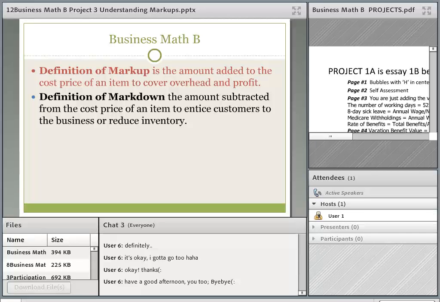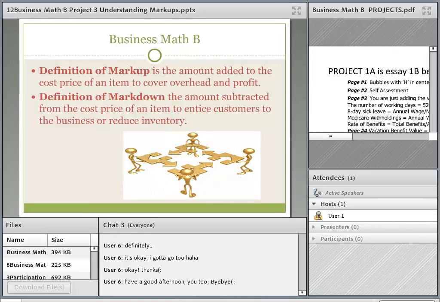The definition of markup is the amount added to the cost price of an item to cover overhead and profit. And the definition of markdown is the amount subtracted from the cost price of an item, also used to entice customers to the business or reduce their inventory. You can kind of see the picture of the puzzle, as the business is always flexing, changing prices, changing employees to try to make it work, right?